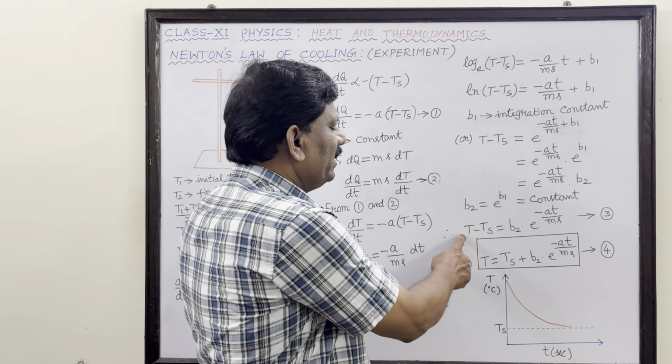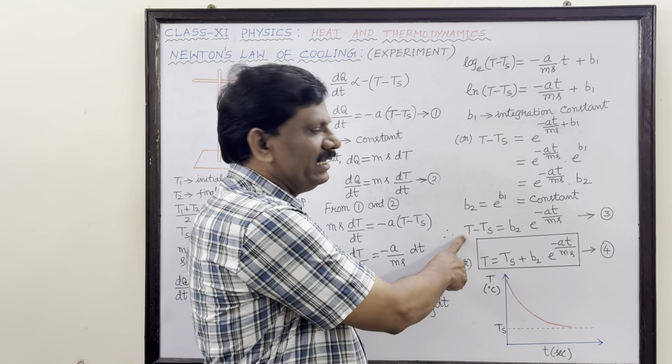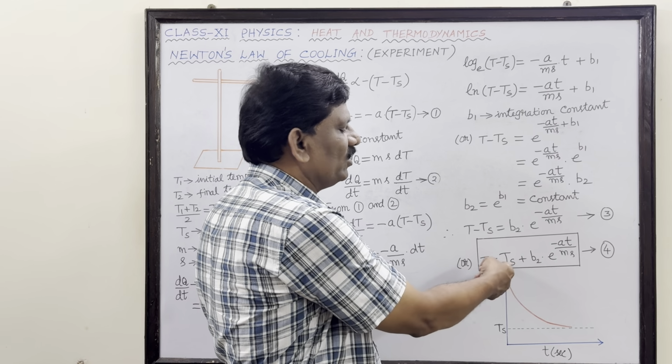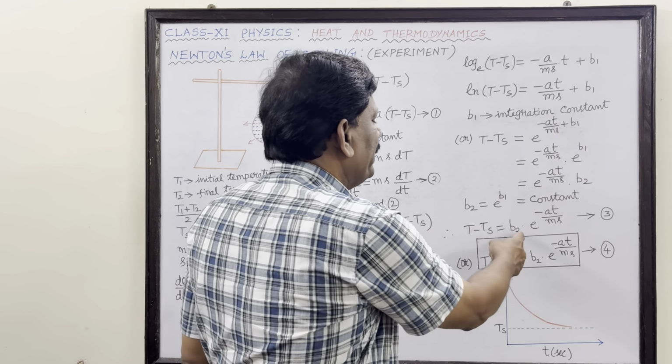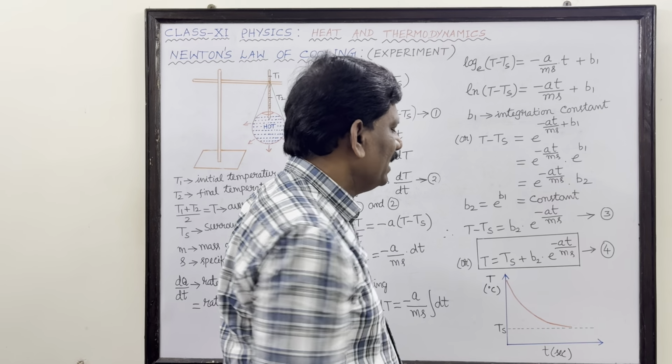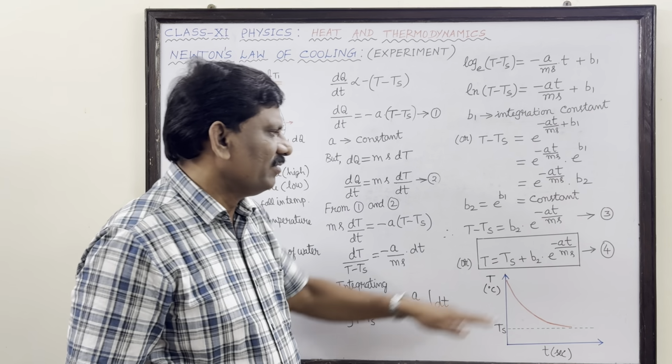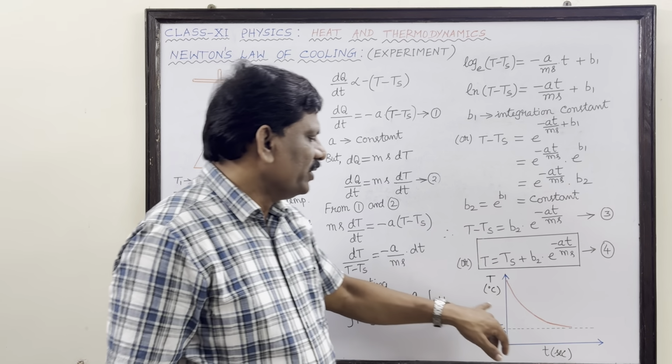Now we need a final expression for T. Therefore the average temperature T is equal to, this minus Ts is shifted to the right side, as Ts plus b2 into e power minus At by ms, okay? So this is the final equation in Newton's law of cooling.